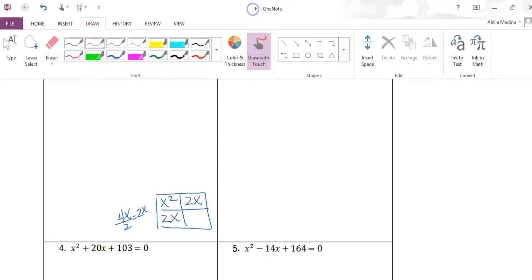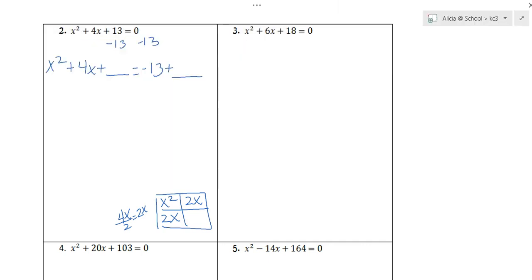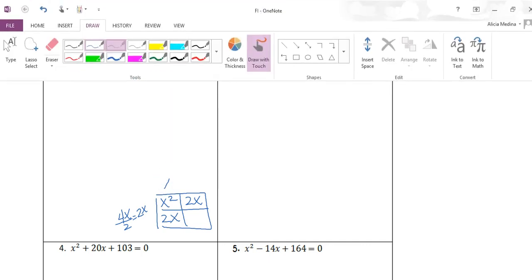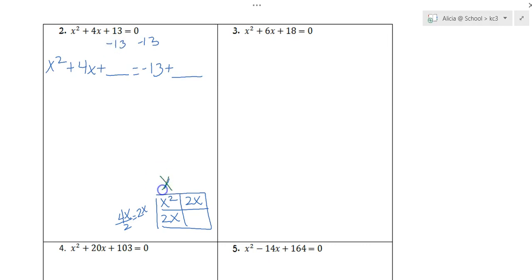Filling out the other sides of the Punnett square. This is going to be x times x. x times x. This is going to be x times a positive 2. This is going to be x times a positive 2. So therefore, my constant is going to be 2 times 2, which is 4. That 4 is what I'm going to be adding on each line here.